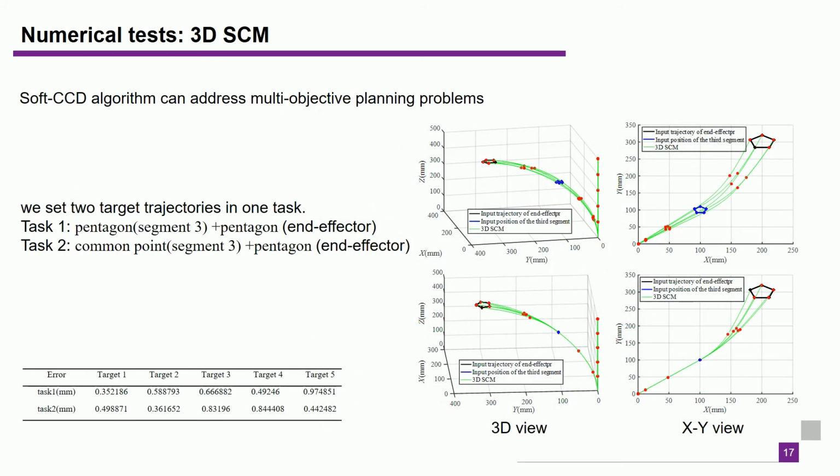Soft-CCD algorithm can also address multi-objective planning problems. To demonstrate that, we set two target trajectories in one task. Firstly, we said the SCM should pass through two similar pentagons. Secondly, we said the end of the third segment should pass through a common target position, before the whole SCM finds the target position of its end effector. Since the flexibility of the SCM decreases as the fixed segment increases, we set the default precision delta to 1 mm. The error is shown in the table.